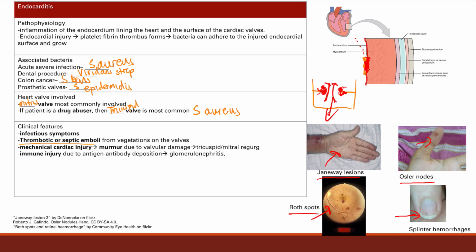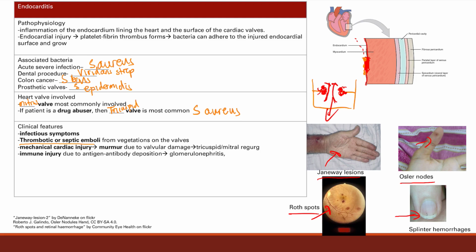Finally, the last thing is immune injury. You can develop antibodies and antigens that are going to form complexes, and they're going to deposit in various parts of the body, including the kidneys. And when this complex deposits in the kidney, you're going to get something called glomerulonephritis.